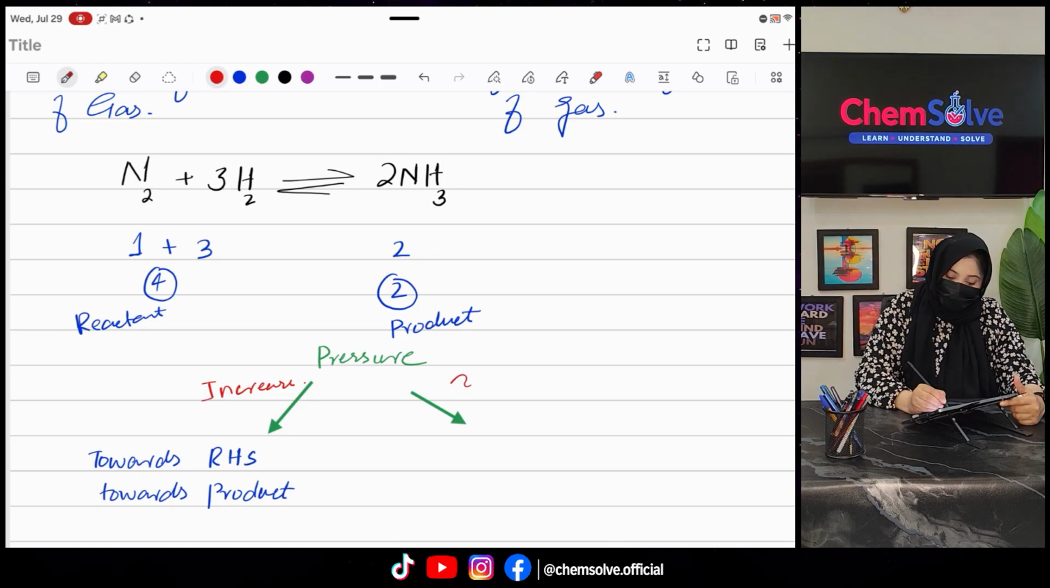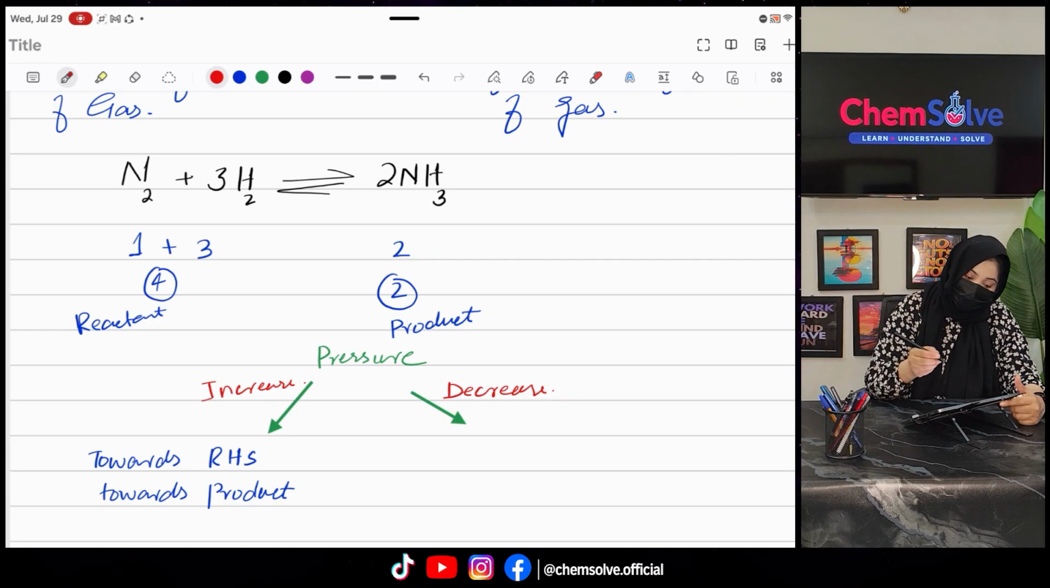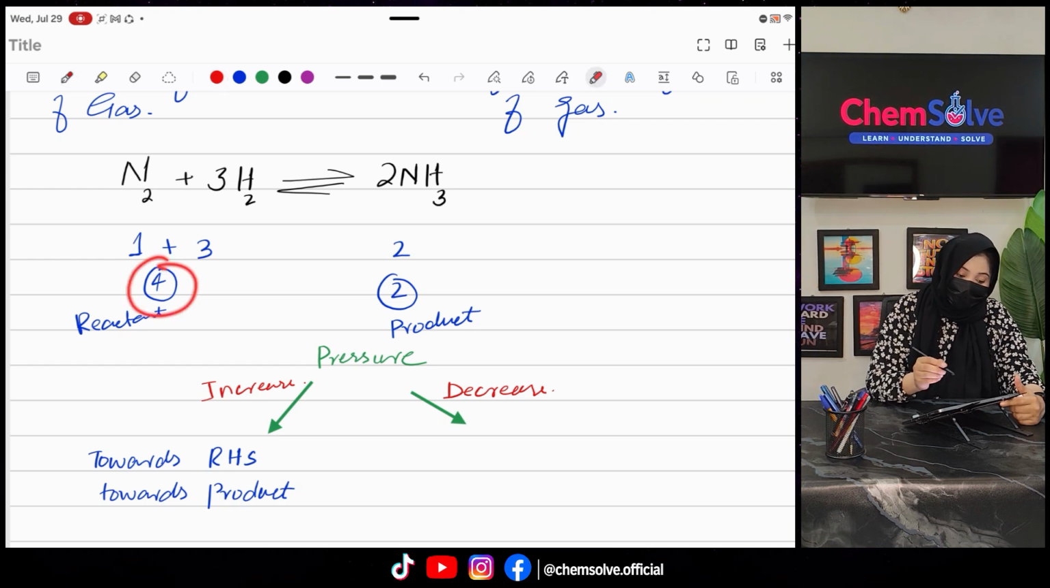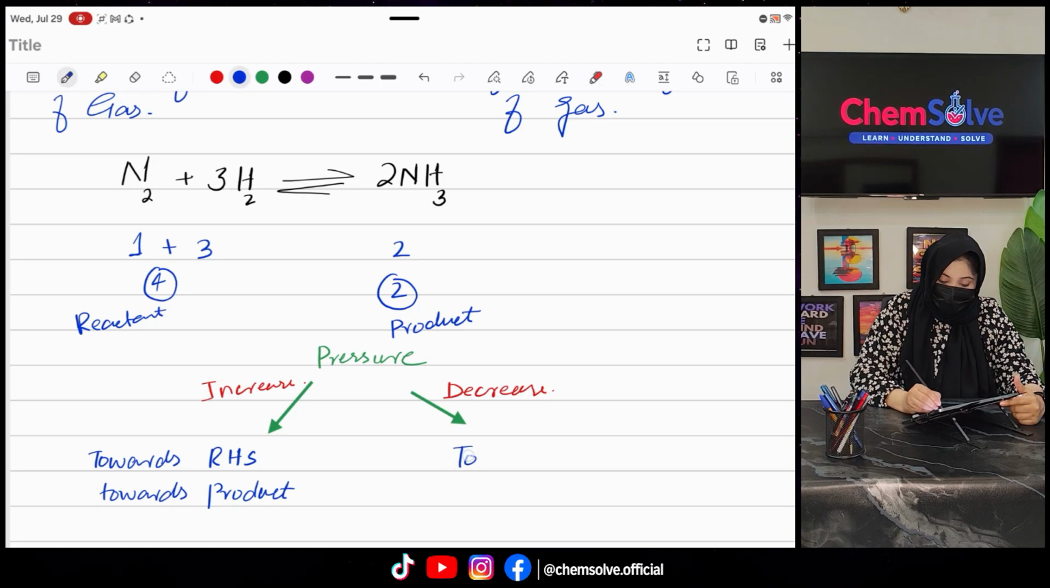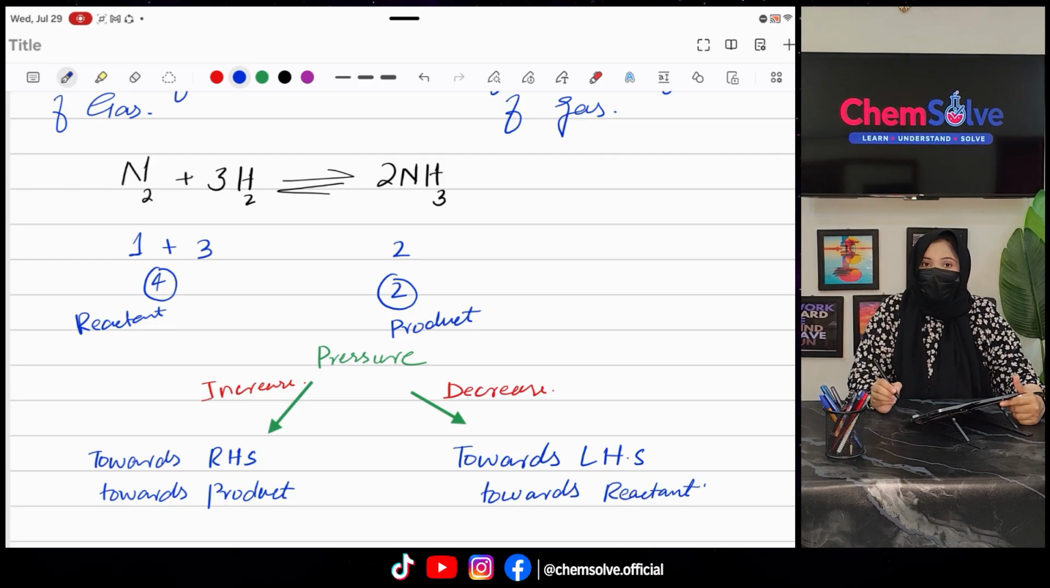While if the pressure is being decreased, then the equilibrium will shift towards that side of the equation with the greater number of moles of the gas. Now clearly there are 4 moles, the greater number of moles, on the reactant side. So here in this scenario, the position of equilibrium will shift towards the left hand side of the equation, I mean towards reactants.